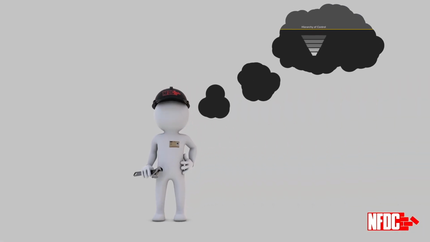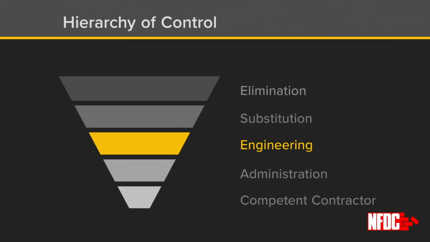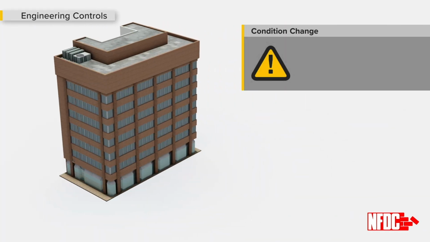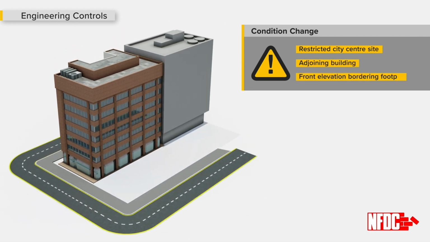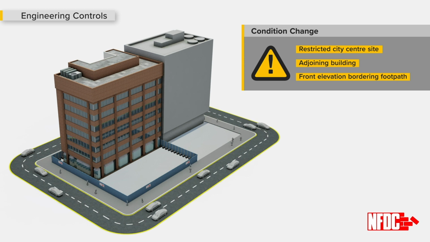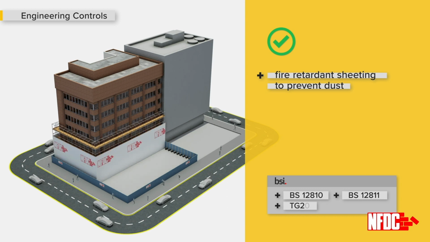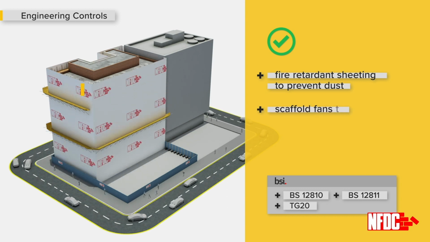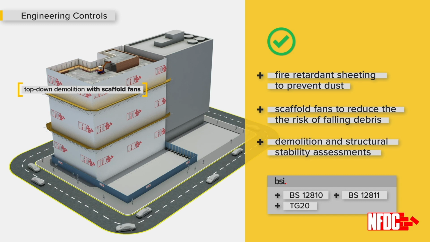Following the hierarchy of control, if elimination and substitution are not practicable, then engineering controls can be used to reduce the risk. Let us now consider a far more restricted city centre site, with an adjoining building and the front elevation bordering the footpath. Engineering controls may include sheeting to prevent dust, the installation of scaffold fans at designated heights to reduce the risk of debris falling, designed in accordance with British standards, a design sequence of demolition and structural stability assessments.